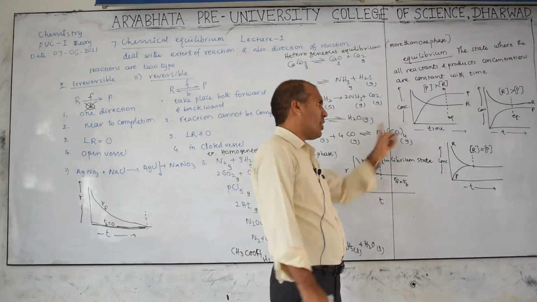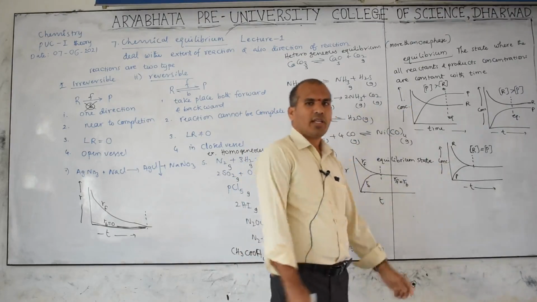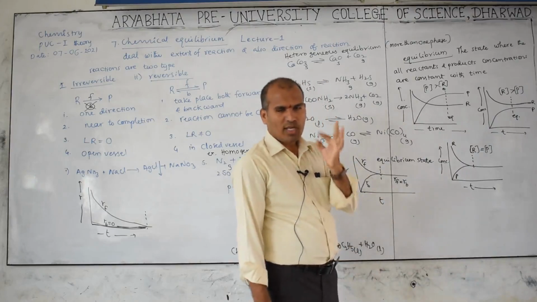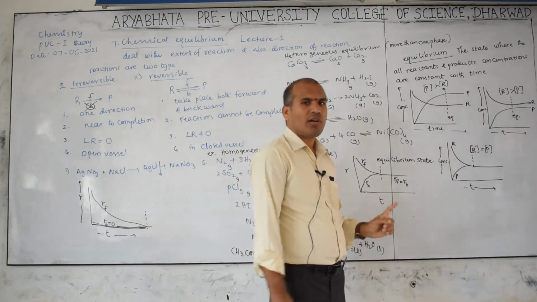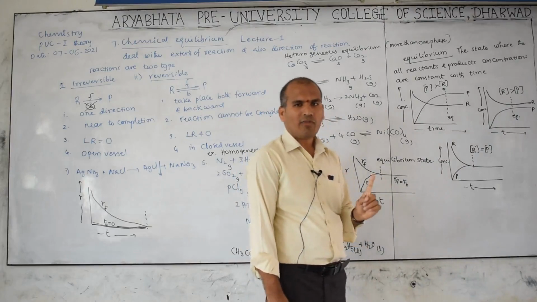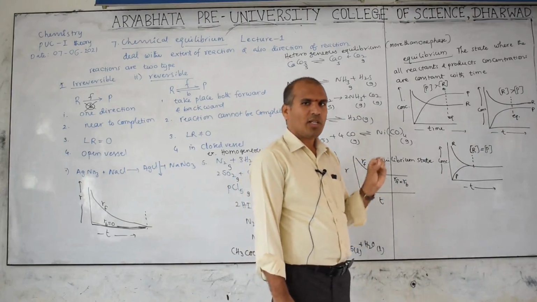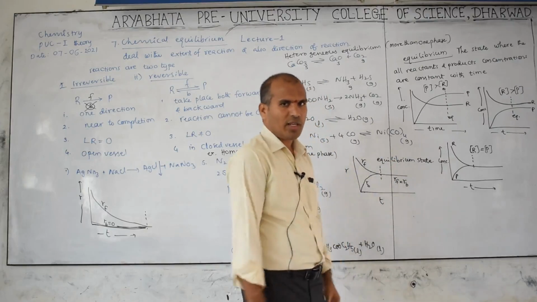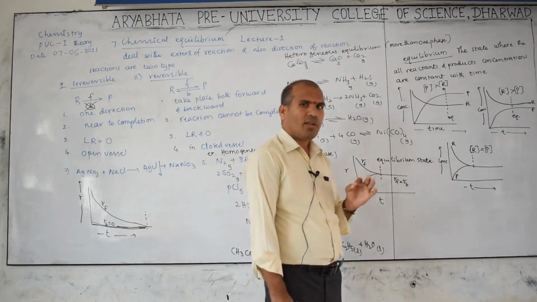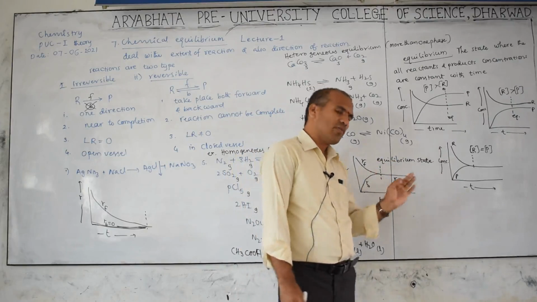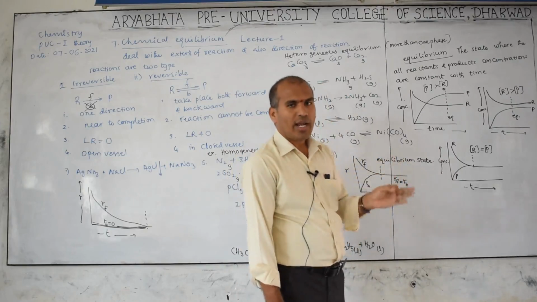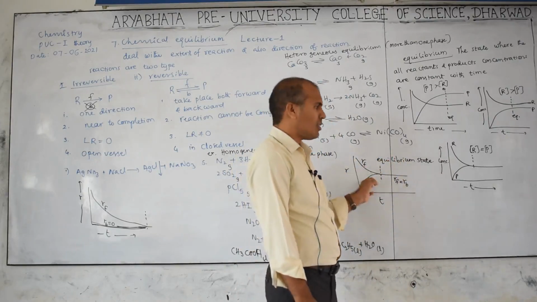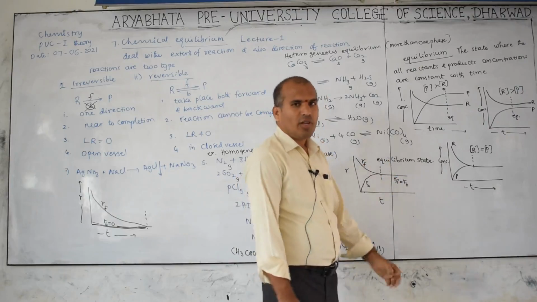If we put the rate, then this graph does not indicate equilibrium. The rate must be equal for the forward and backward reactions at the equilibrium position. Then only that indicates equilibrium. Otherwise, no. This you have to note down very clearly. Rate is equal, meaning the forward reaction rate is equal to the backward reaction rate at the equilibrium position, like this. That is called an equilibrium graph.